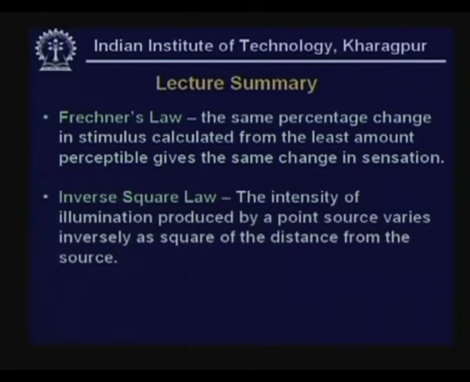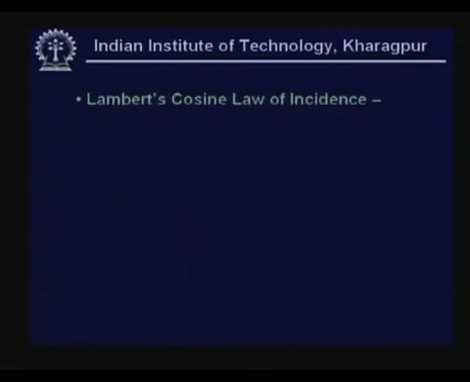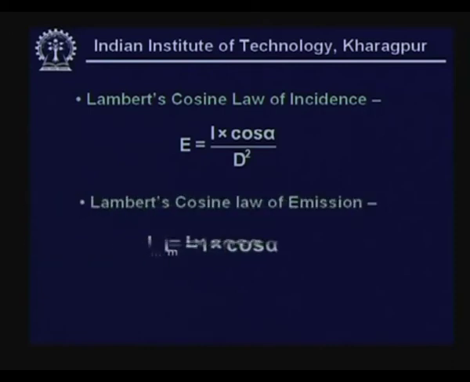Inverse square law is nothing but the definition of illuminance, which says illumination varies inversely as the square of the distance. Lambert's cosine law of incidence is useful in estimating the luminous intensity at an arbitrary point in an arbitrary direction, which is I cos alpha by d. The cosine law of emission talks about the candle power. Incidence talks about the luminous intensity, illuminance, that is the lux.